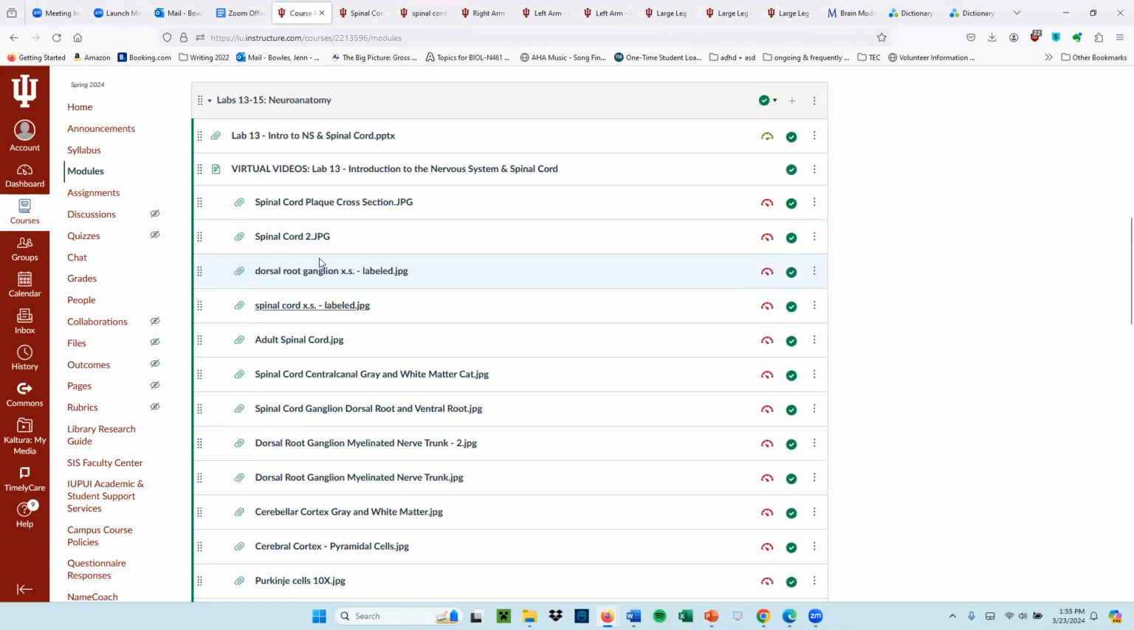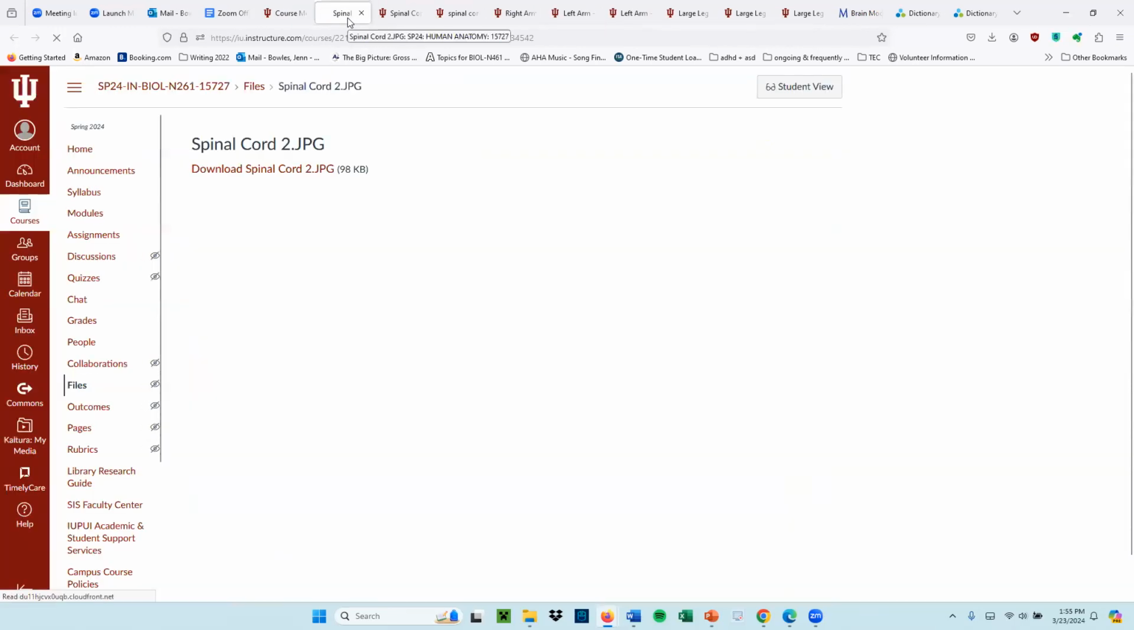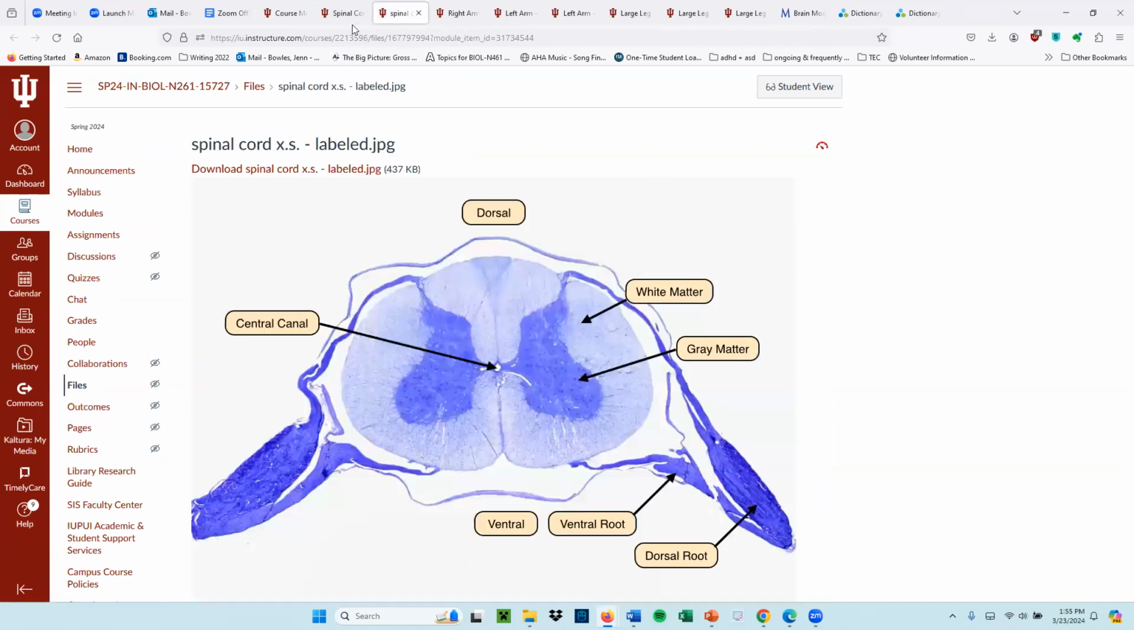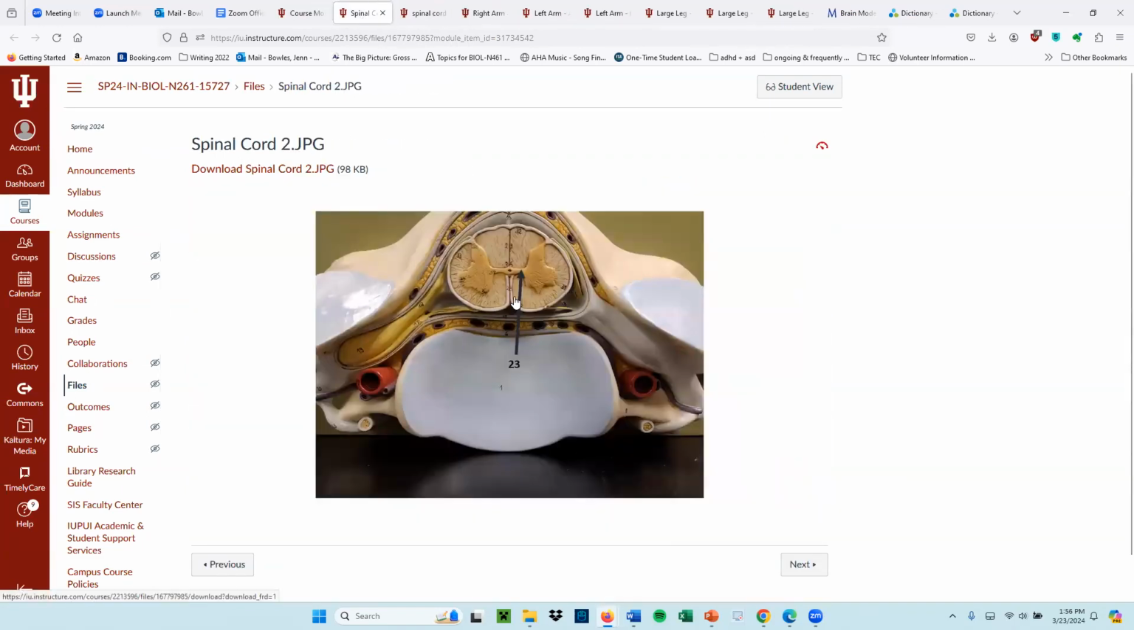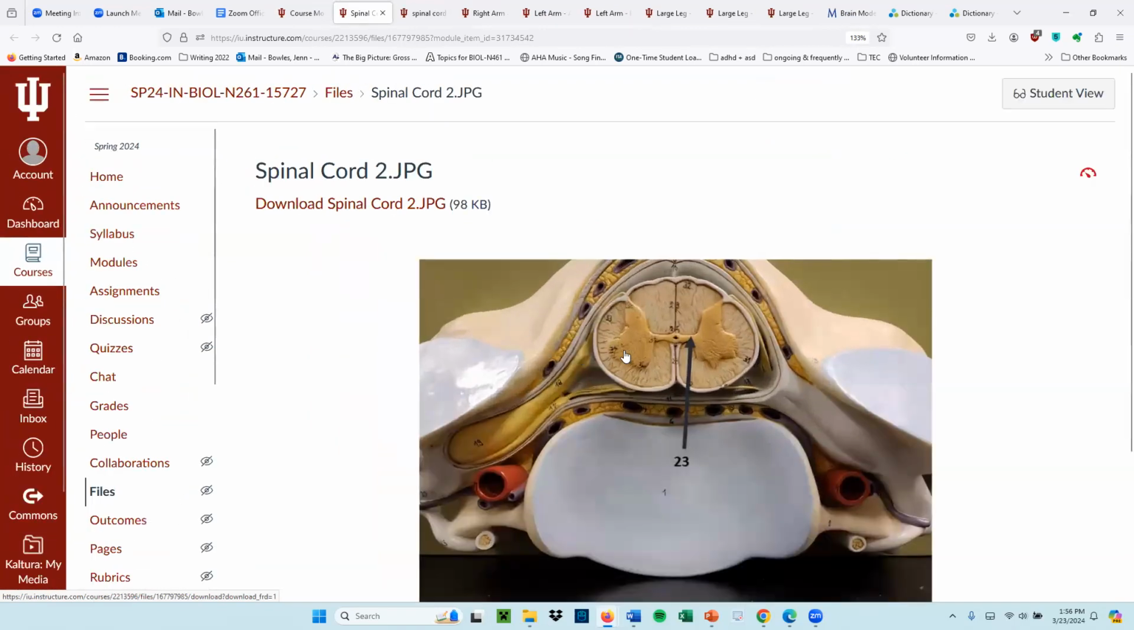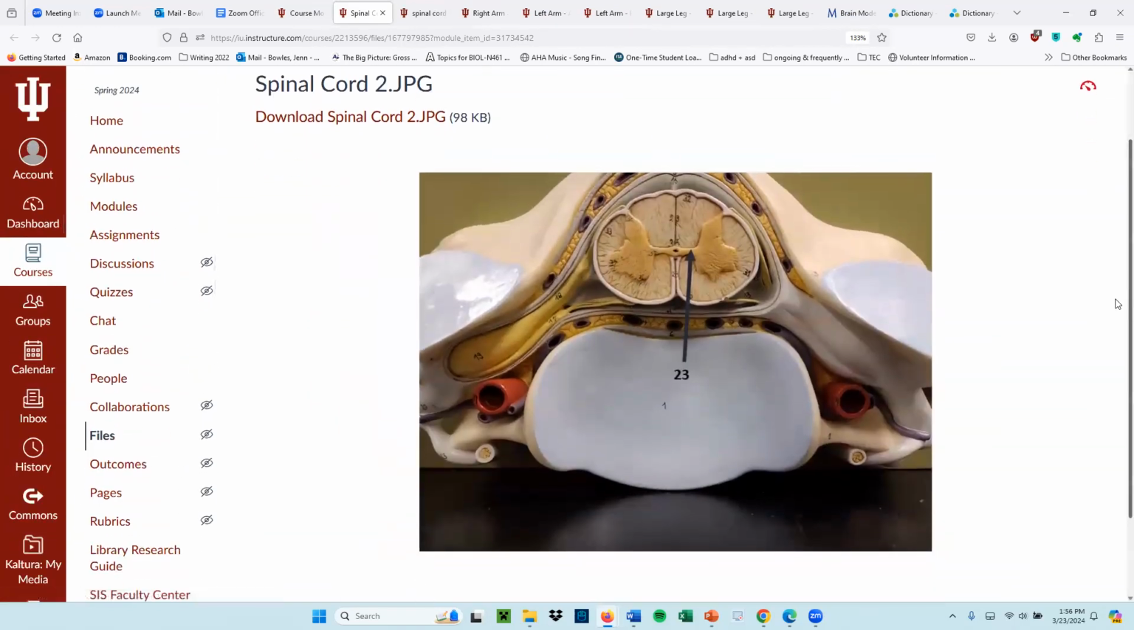Not loving that model. Do we have a better one? Yes, we do. Okay. So this is the model we'll use on the exam. We can see it's a lot nicer than the other one. Hasn't seen as many years.